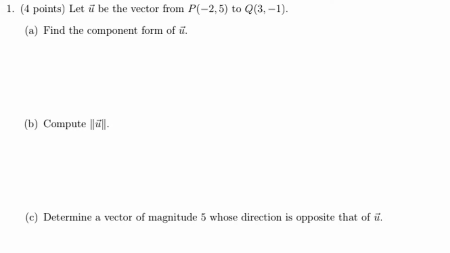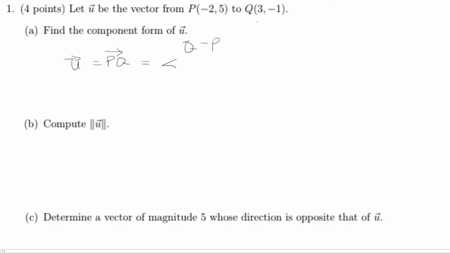U is a vector that connects P to Q. We want to find the component form of U. So vector U is the same thing as vector PQ. And in order to get this, you have to subtract P from Q. Okay, so Q minus P.